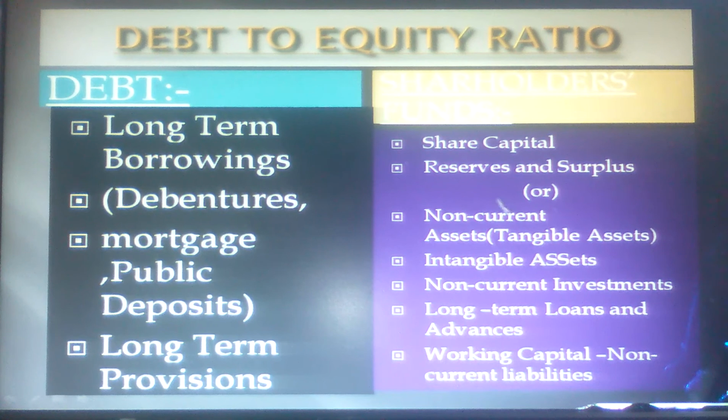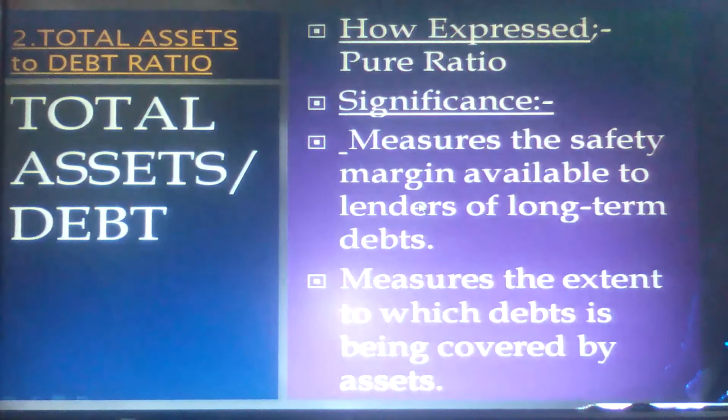What does it consist of? Share capital, which may be equity share capital or preference share capital, then reserves and surplus, or non-current assets. Non-current assets here include tangible assets, intangible assets, non-current investments, long-term loans and advances, working capital, then non-current liabilities. These come under shareholders' funds. So you should know the meaning of debt and equity, and then you can easily do this debt to equity ratio. Then the second one, the total assets to debt ratio.